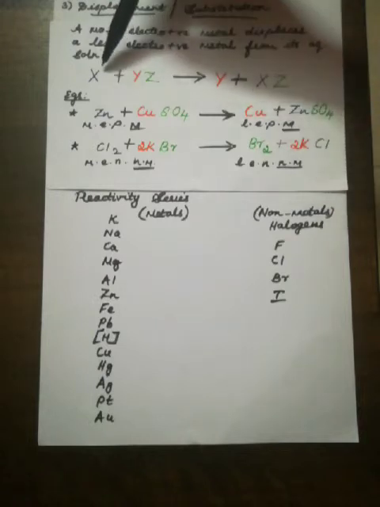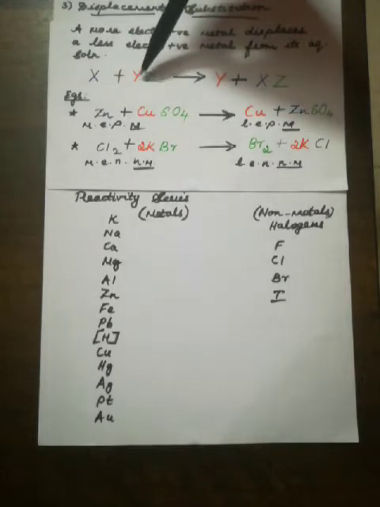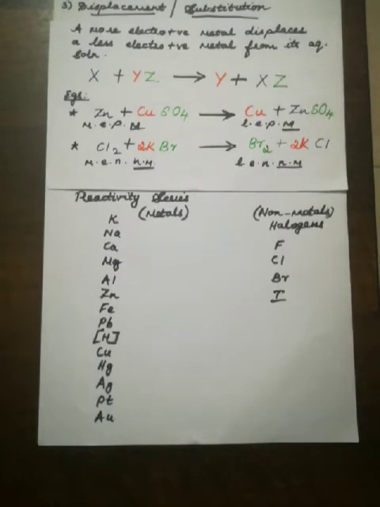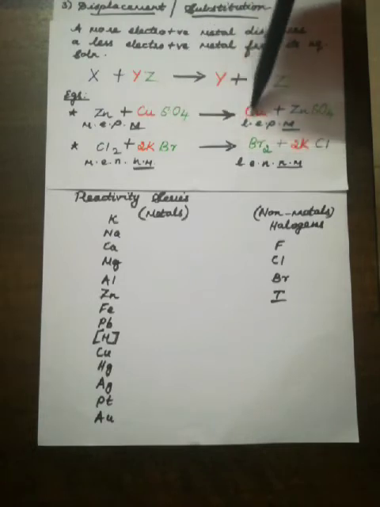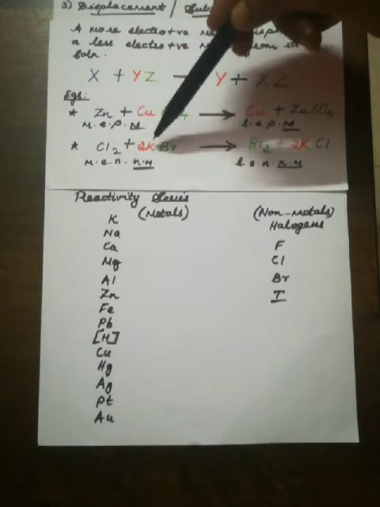That's why we have given a general equation here: X plus YZ. So X will come and occupy the Y place. So Y will be separated, it is displaced, plus XZ. We have seen the reactivity series of metals, that is zinc with copper. Now we'll see a non-metal reaction.